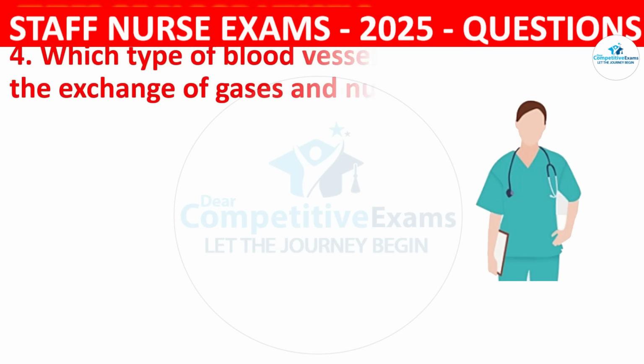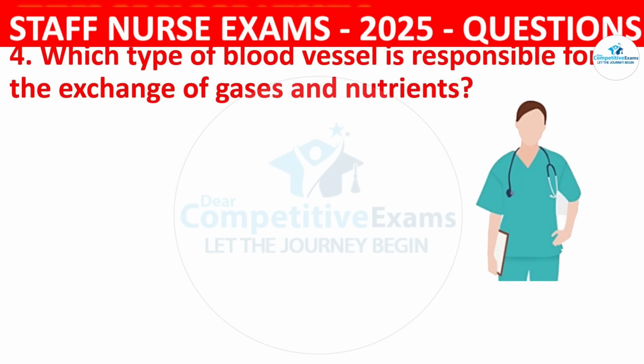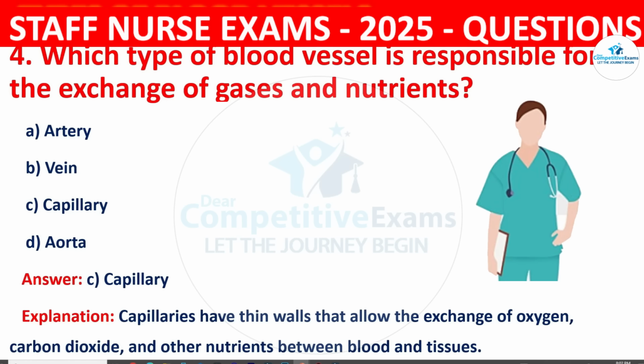Question number 4. Which type of blood vessel is responsible for the exchange of gases and nutrients? Your options are artery, vein, capillary, or aorta. The correct answer is C, that is capillary. Capillaries have thin walls that allow the exchange of oxygen, carbon dioxide, and other nutrients between blood and tissues.